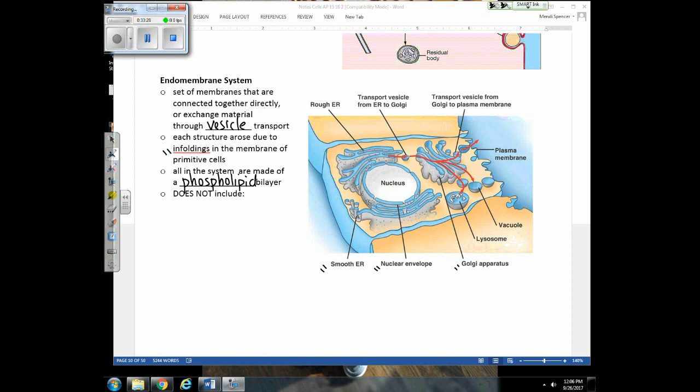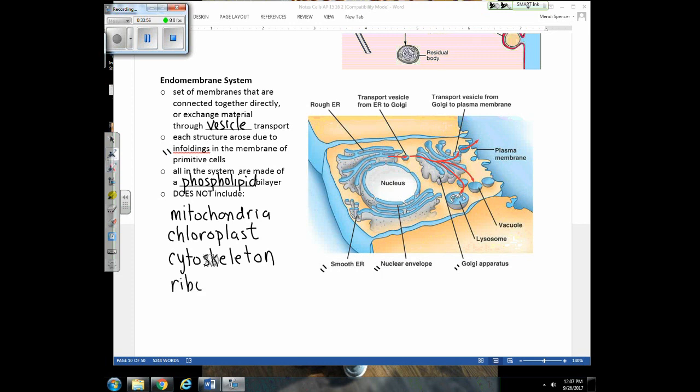Now let's mention the cell parts that are not part of the endomembrane system. That would include the mitochondria. If you think about it, we never see an image of a vesicle coming from the mitochondria and moving to another cell part. Same with the chloroplast. The cytoskeleton is not made of a phospholipid bilayer. It's made of different types of protein.